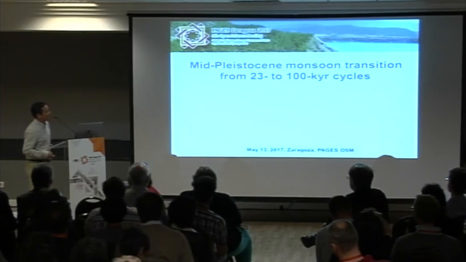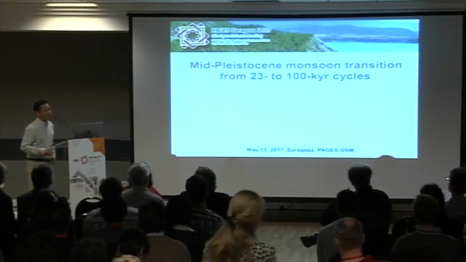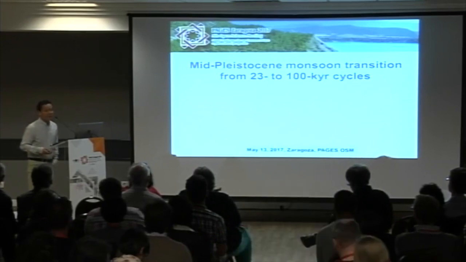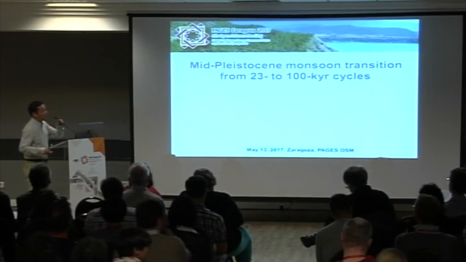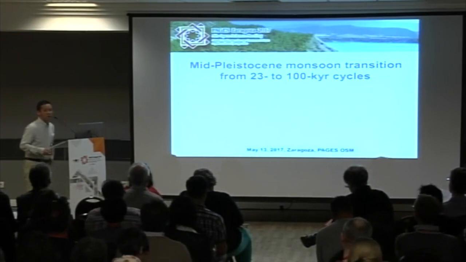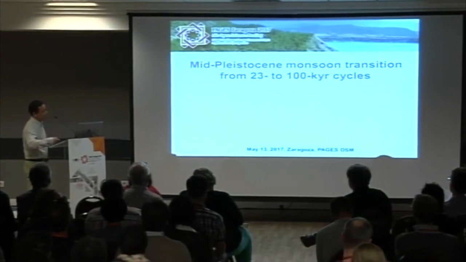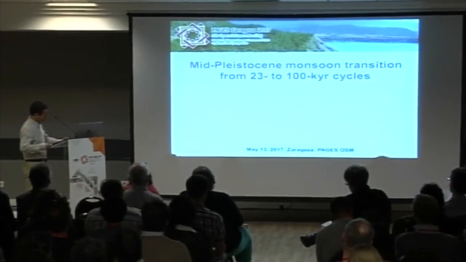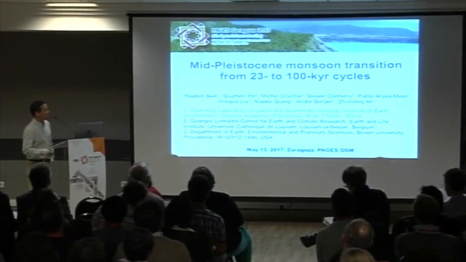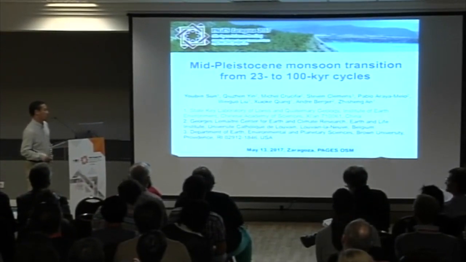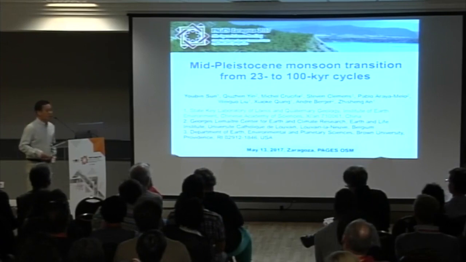So today I'm going to talk about our recent work on high-resolution loess records from the Chinese Loess Plateau. It's about the mid-Pleistocene monsoon transition from 23 to 100 ka cycles. This work was done in cooperation with some modelers from Belgium, a paleoceanographer from the USA, and some colleagues.